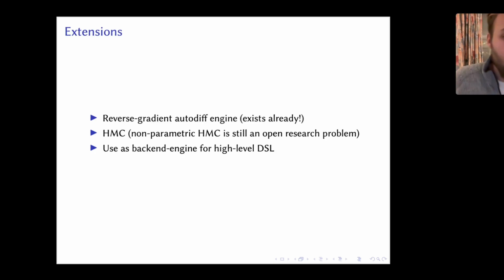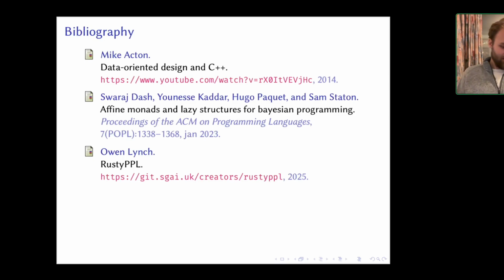And in the future, we have already, in fact, integrated this with a reverse gradient autodiff engine. I don't have time to go into that. On top of that, we hope to integrate it with Hamiltonian Monte Carlo, but non-parametric Hamiltonian Monte Carlo is still an open research question, which I think Maria will give a talk on. Either she's already given it or she will give it. And then the final extension would be to use this data structure in the backend engine for a high-level DSL. The Rust interface is already fairly ergonomic, but it would be convenient to not have to pass around the tree pointer everywhere. So that's it. Thank you.